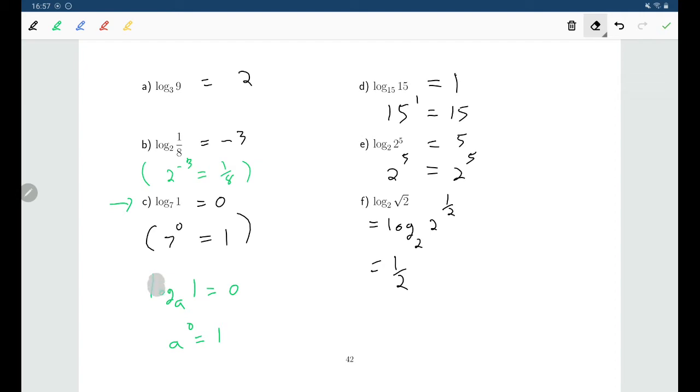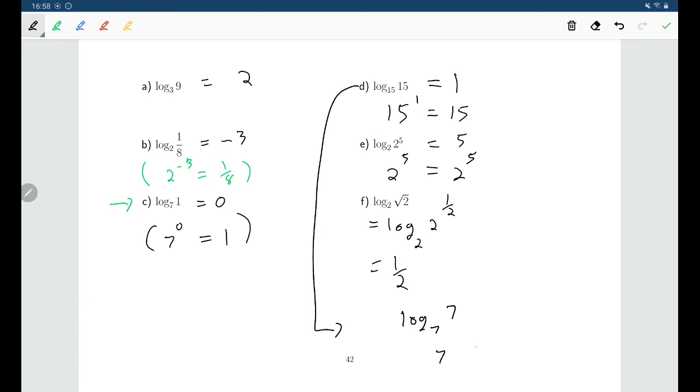We have a similar fact that we can also get out of part D, where we see log base 15 of 15. We can make a similar statement about log base anything of itself. For example, if I had asked you instead, what is log base 7 of 7? That would be 7 to what power gives you 7, and the power would be 1. In general, it's not just log base 7 that does this, it would be log of any base. So log base a of a is equal to 1 because a to the power of 1 is equal to a.